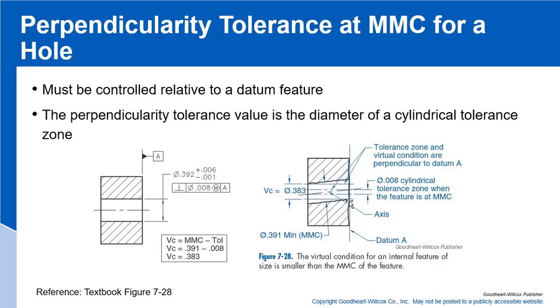We're showing our imperfect part off to the side like this at MMC, and then it shows our datum axis, our tolerance zone axis here. And so how would we check something like this?